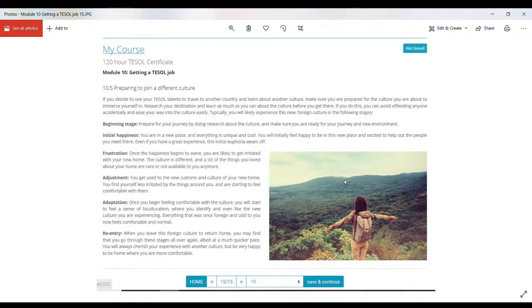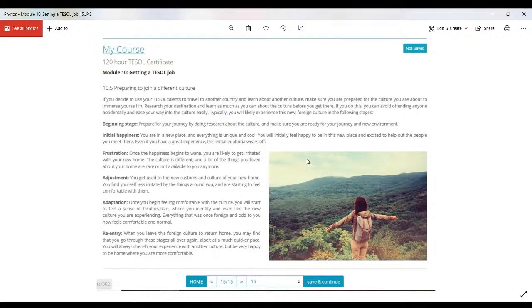Remember, dun sa previous module, sinabi natin na kailangan, alam mo yung background, pati yung culture ng mga students. So now, sa last part in getting a TESOL job, preparing to join a different culture. So if you decide to use your TESOL talents to travel to another country and learn about another culture, make sure you are prepared for the culture you are about to immerse yourself in. Research your destination and learn as much as you can about the culture before you get there. If you do this, you can avoid offending anyone accidentally and ease your way into the culture easily.